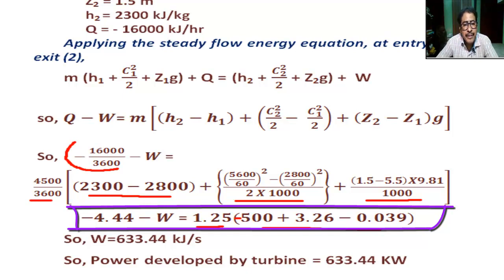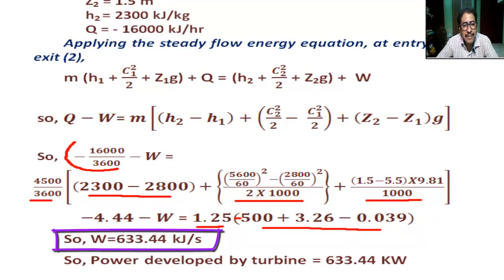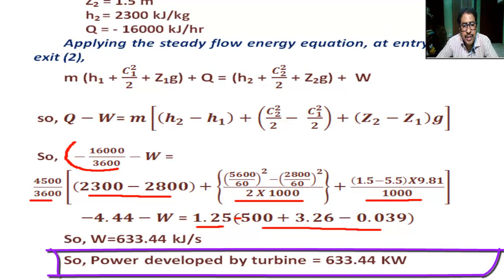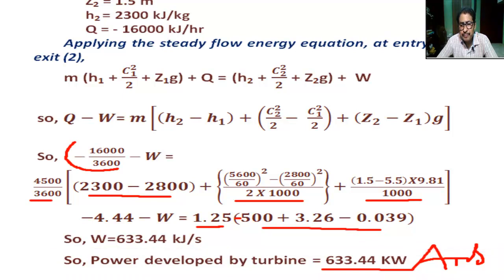Now W equal to 633.44 kilojoule per second. We know 1 kilojoule per second equal to 1 kilowatt. So power developed by turbine equal to 633.44 kilowatt. This is the answer. Okay, it is clear, my student?